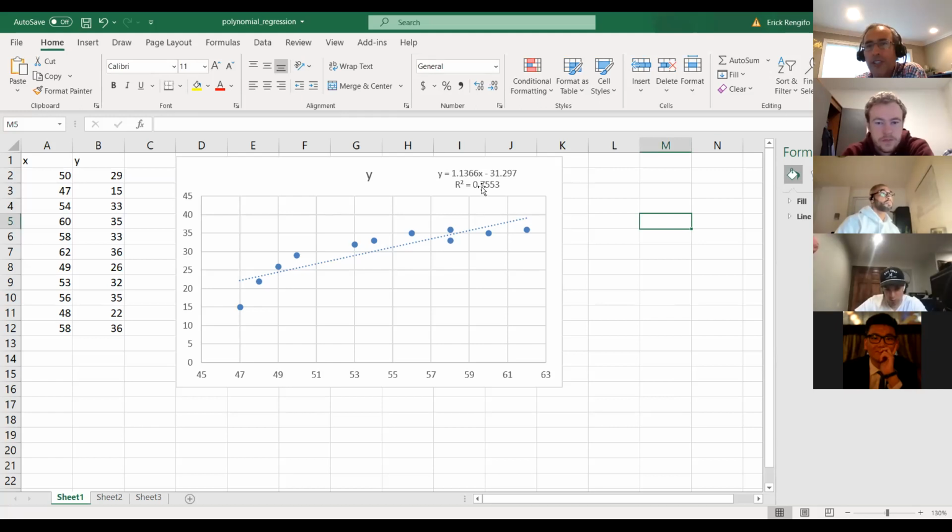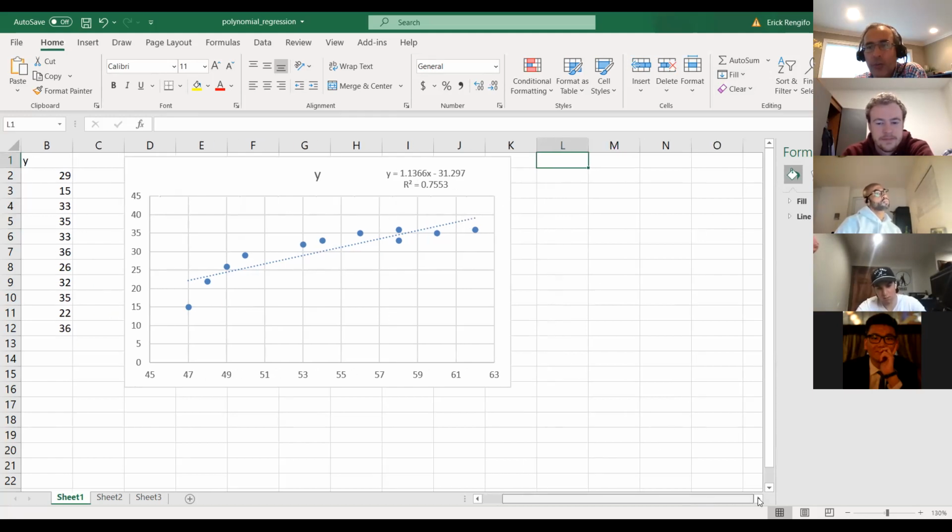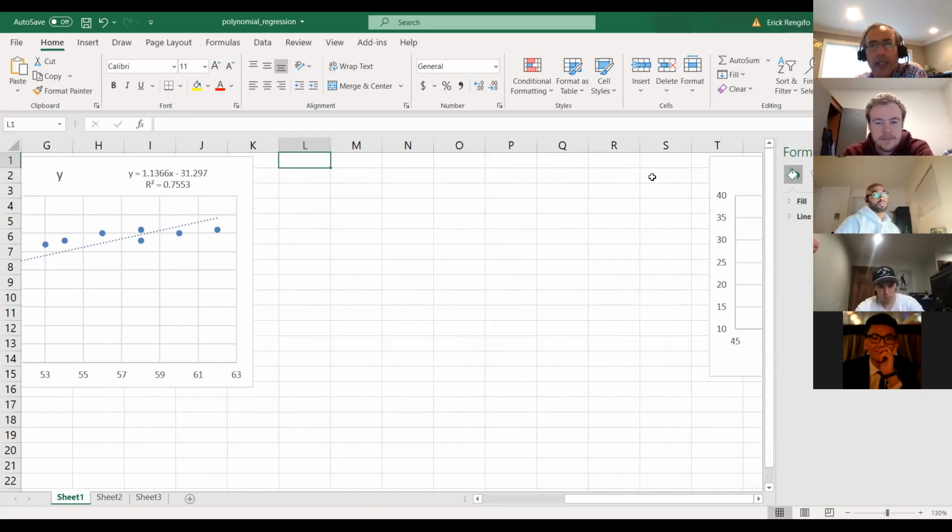Rashad, really? 0.7553, more or less, right? This should be your regression, more or less. Do you agree? Okay, so now let's do this not in the graph, but I want this to appear in Excel. So let me move this somewhere.